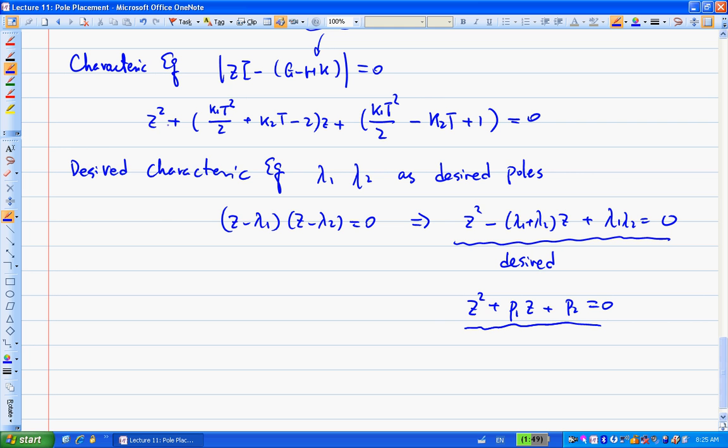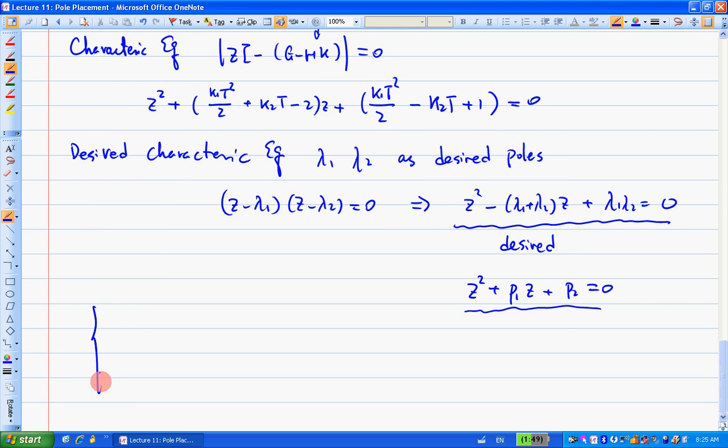We want the actual one to be the same as desired, which means we want this coefficient to be the same as P1, and this coefficient to be the same as P2, right? So that gives us two equations. K1 t squared over 2 plus K2 t minus 2 equals P1. And K1 t squared over 2 minus K2 t plus 1 equals P2.